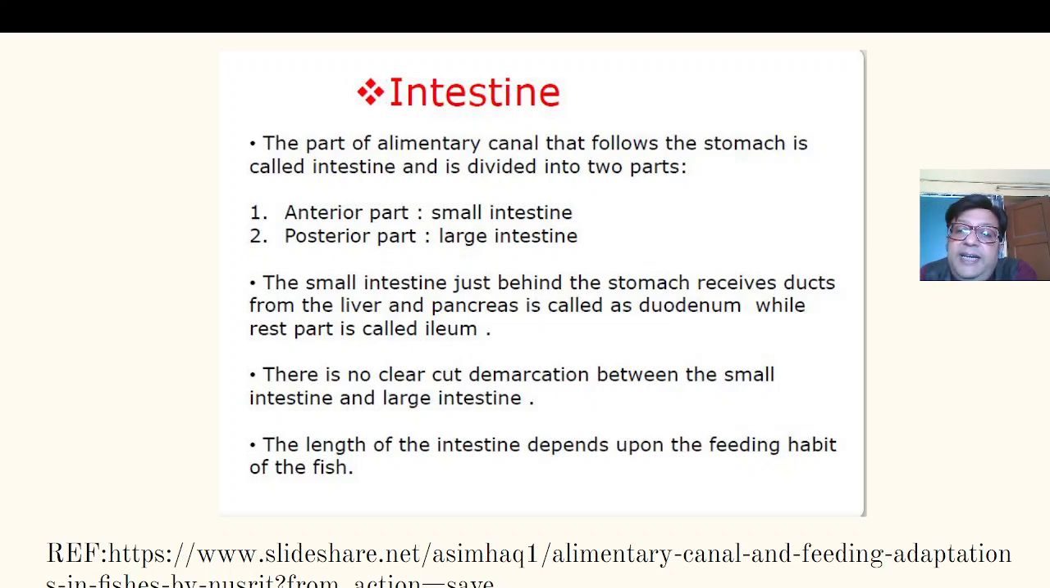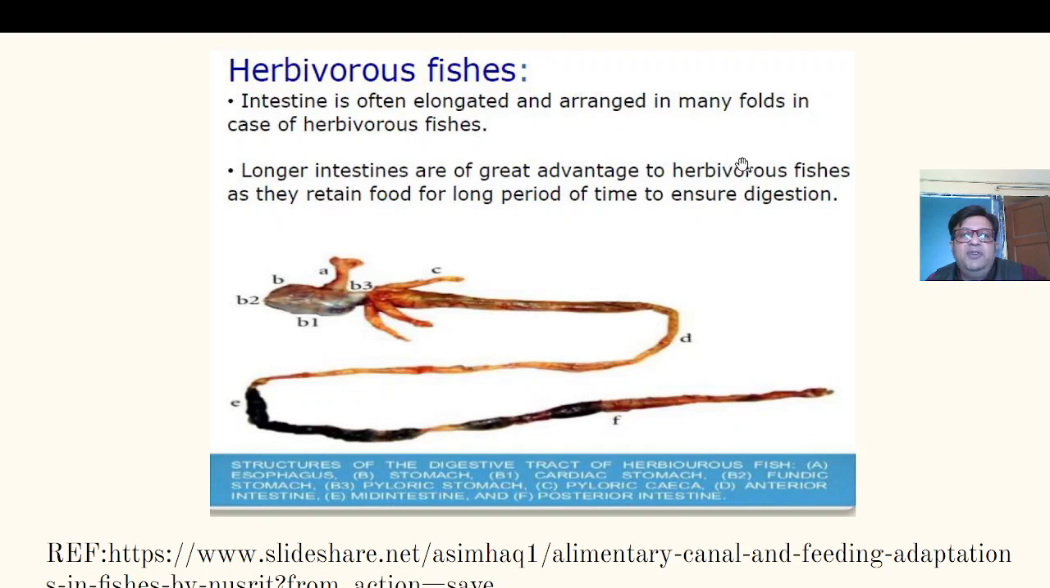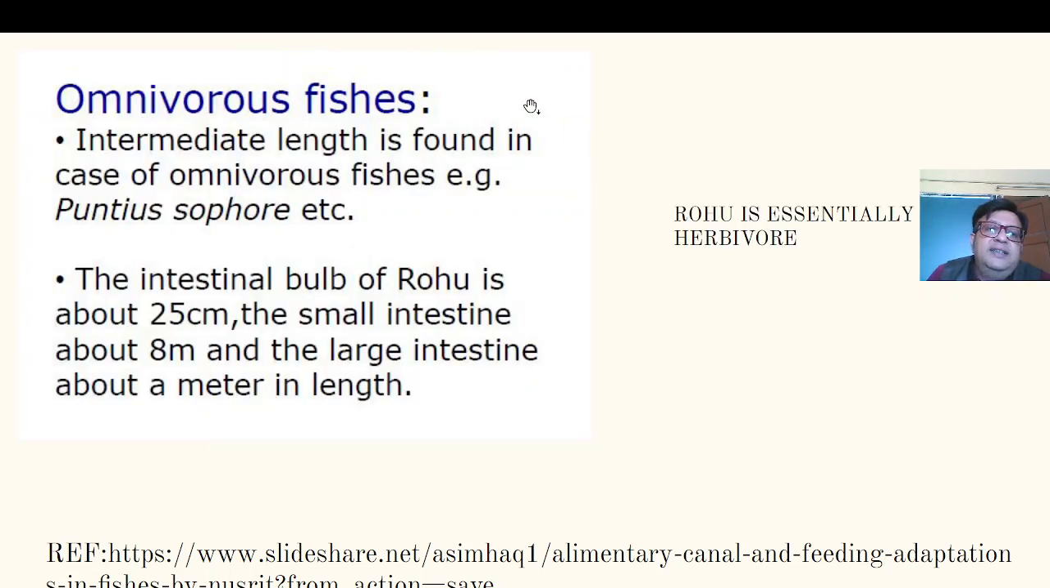The length of the intestine depends on the feeding habit of the fishes. So non-veg fish, shorter intestine, larger stomach; herbivores the opposite. In carnivorous fishes it is shortened, such as Wallago attu and Singhala, because flesh can be digested more readily than plant-based foodstuff. Okay? So just the opposite, herbivore, carnivore. In herbivorous fishes, elongated, many folds. It is in the next slide, the intestine. And in omnivorous fishes, intermediate size.